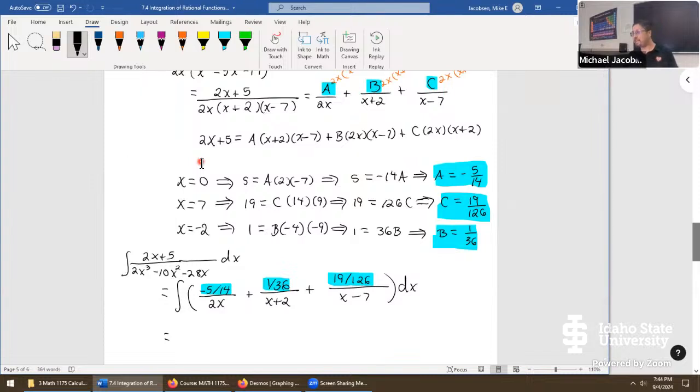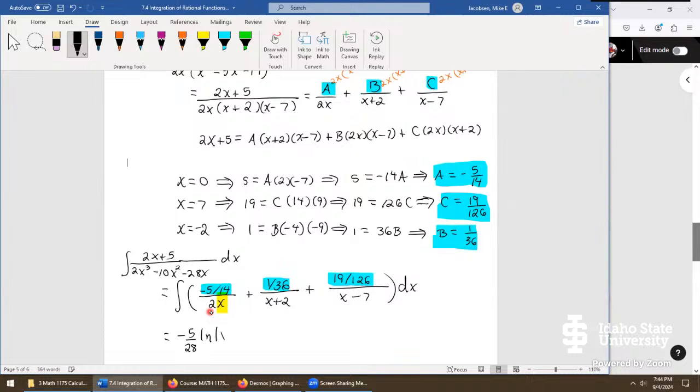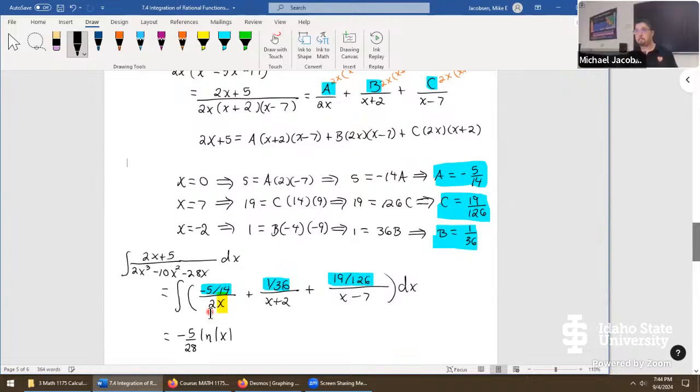Okay, well, let's start by integrating all of this. I think the first term is the toughest one, actually. If you were to integrate this term, think of this as -5/28 when you're involving that denominator, multiplied by the natural log of the absolute value of x. Let's pause right there. Does that make sense to folks on how this came to be?